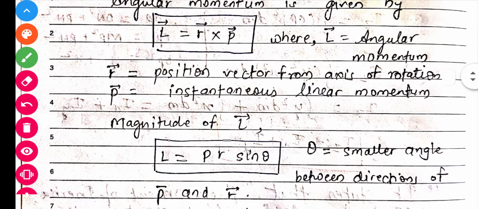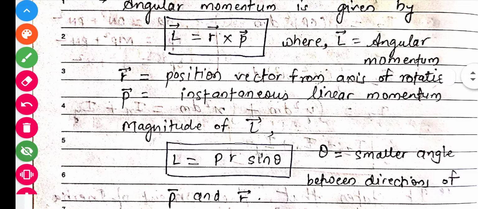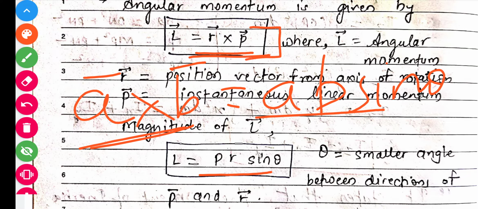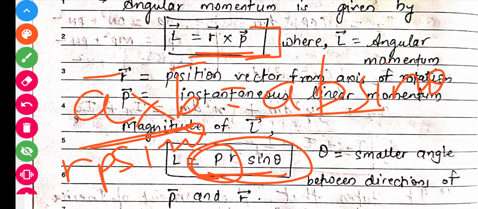So we are talking about cross product and dot product. As we know, any vector A cross vector B is in vector form. Its scalar form is AB sine theta. Similar to that, we have vector r cross vector p in vector form. The scalar form I can write as rp sine theta, or pr sine theta, both are the same.